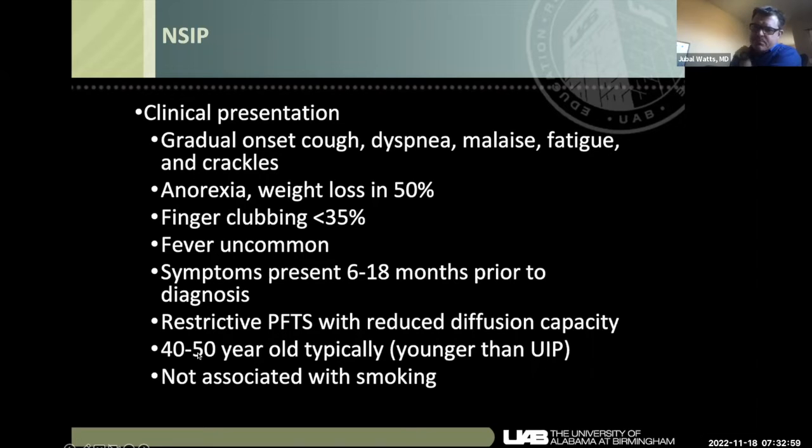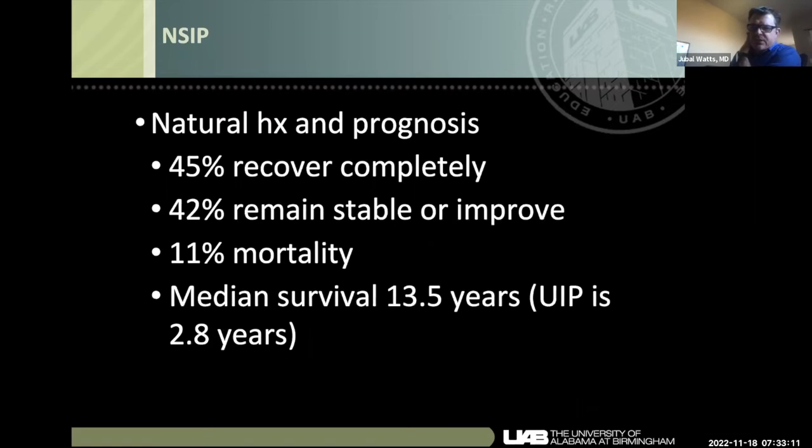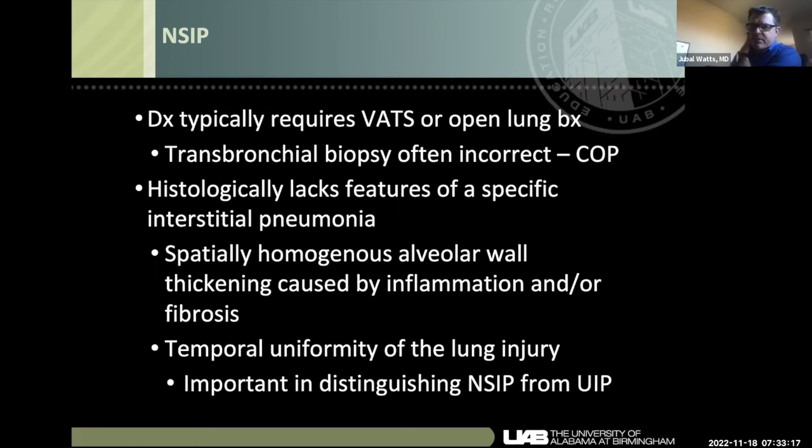NSIP, because it's usually connective tissue disease related, tends to occur in a younger population, so 40 to 50-year-olds, more common in females because connective tissue diseases are more common, and no association with smoking. And they do better than people with UIP. A lot of people will recover completely with immunosuppression.